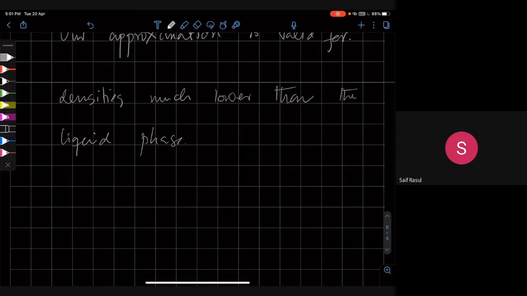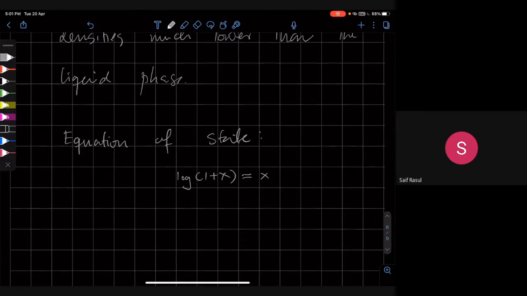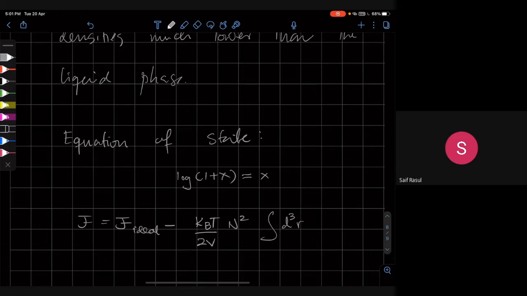And that would be, what is the equation of state? So for the equation of state, what we want to do is expand the log, and we just use our favorite log expansion formula, which is this, right? Then our free energy will be the free energy of the ideal gas minus kBT by 2V n squared integral over d cubed r f of r.